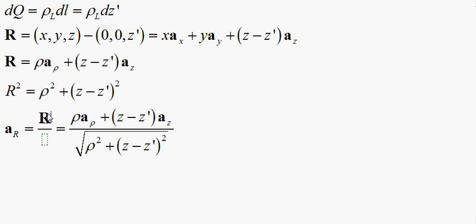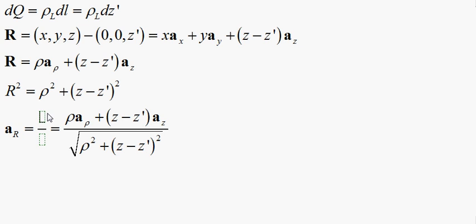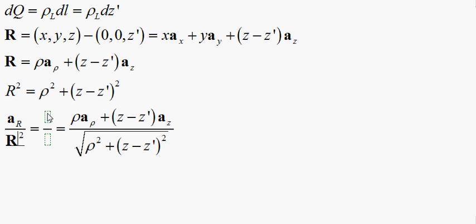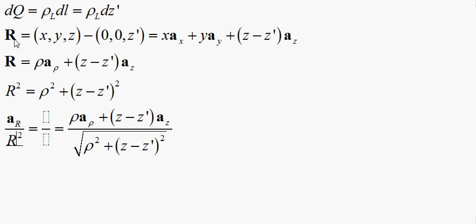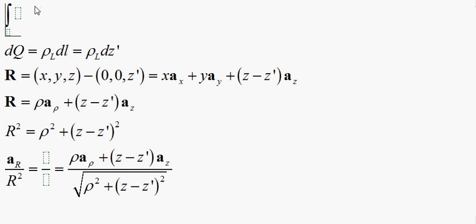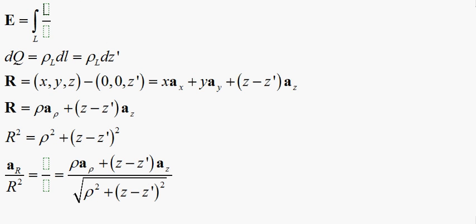Well, let's write it this way. It's a sub r. We're looking for a sub r over r squared, because that's what's in our integral for electric field. Let me write the integral up here, just in case you've forgotten it. It's E equals the integral over L of rho sub L dl, over 4 pi epsilon 0 r squared, and then we have a sub r. So right now we're trying to find a sub r over r squared.